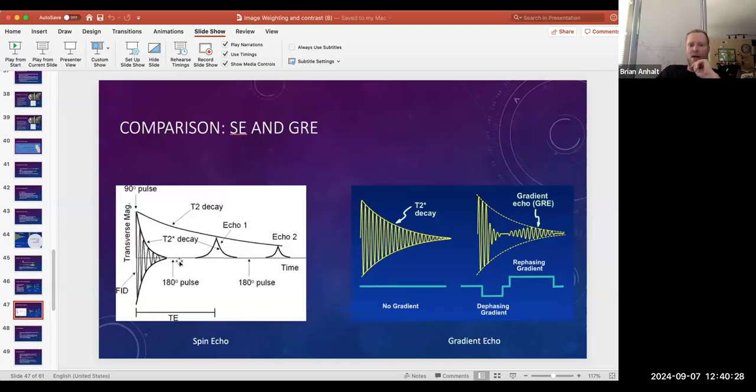Comparison, spin echo and gradient echo. Spin echo, the phase decayed, and then at some point, the FID decayed by loss of phase coherence due to T2 star. At some point, we decided to transmit the 180-degree focusing pulse, and then we got an echo back here. Gradient echo, we're zooming into just this piece, right? So zoom in, and this happens right within this area.